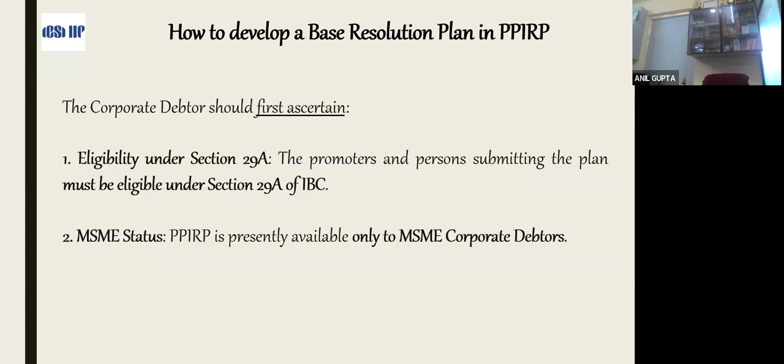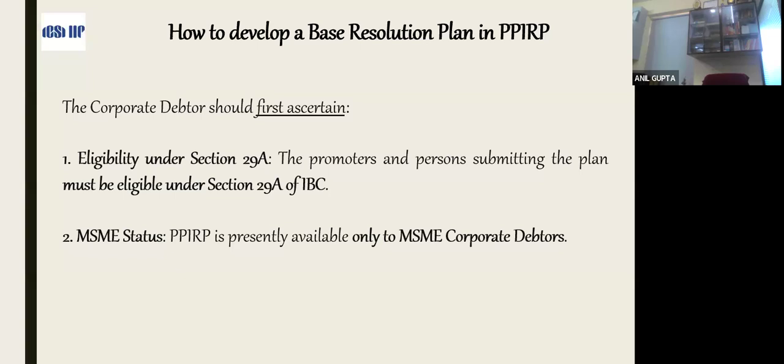What are the areas? The corporate debtor should first certify eligibility under 29A. If at all he is eligible, then only this process will start. If at all he is a criminal promoter, or if at all he is a willful defaulter... if at all one account is a non-performing asset, no problem. But he should not be a willful defaulter. And eligibility under 29A: the promoters and the person submitting the plan must be eligible under section 29A of IBC.